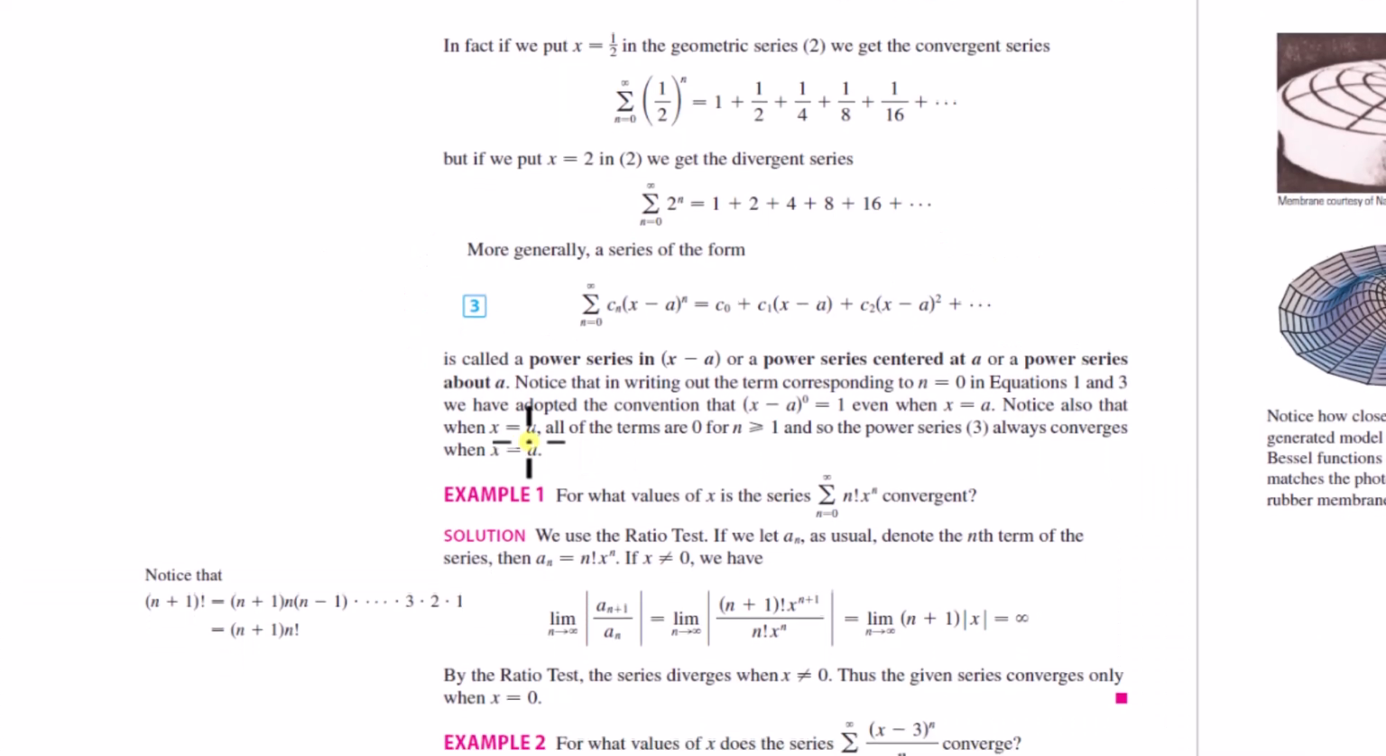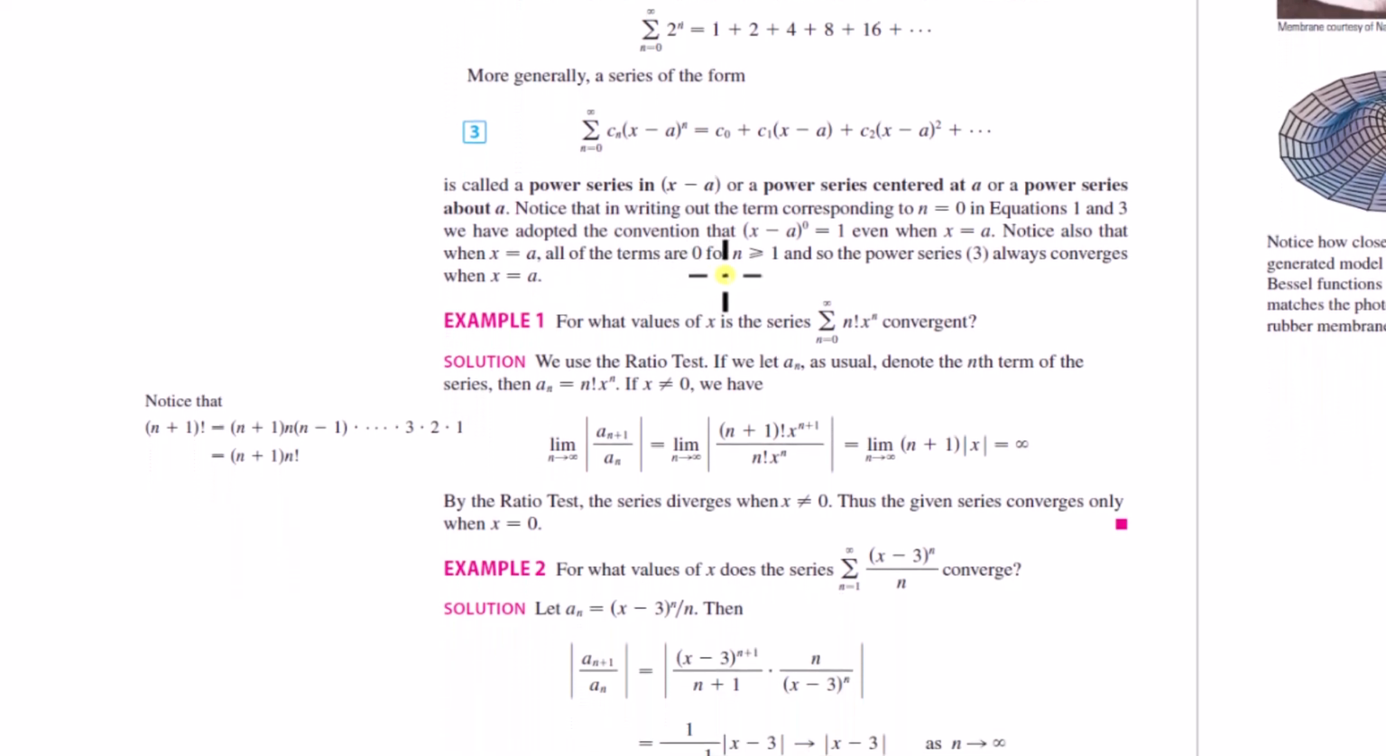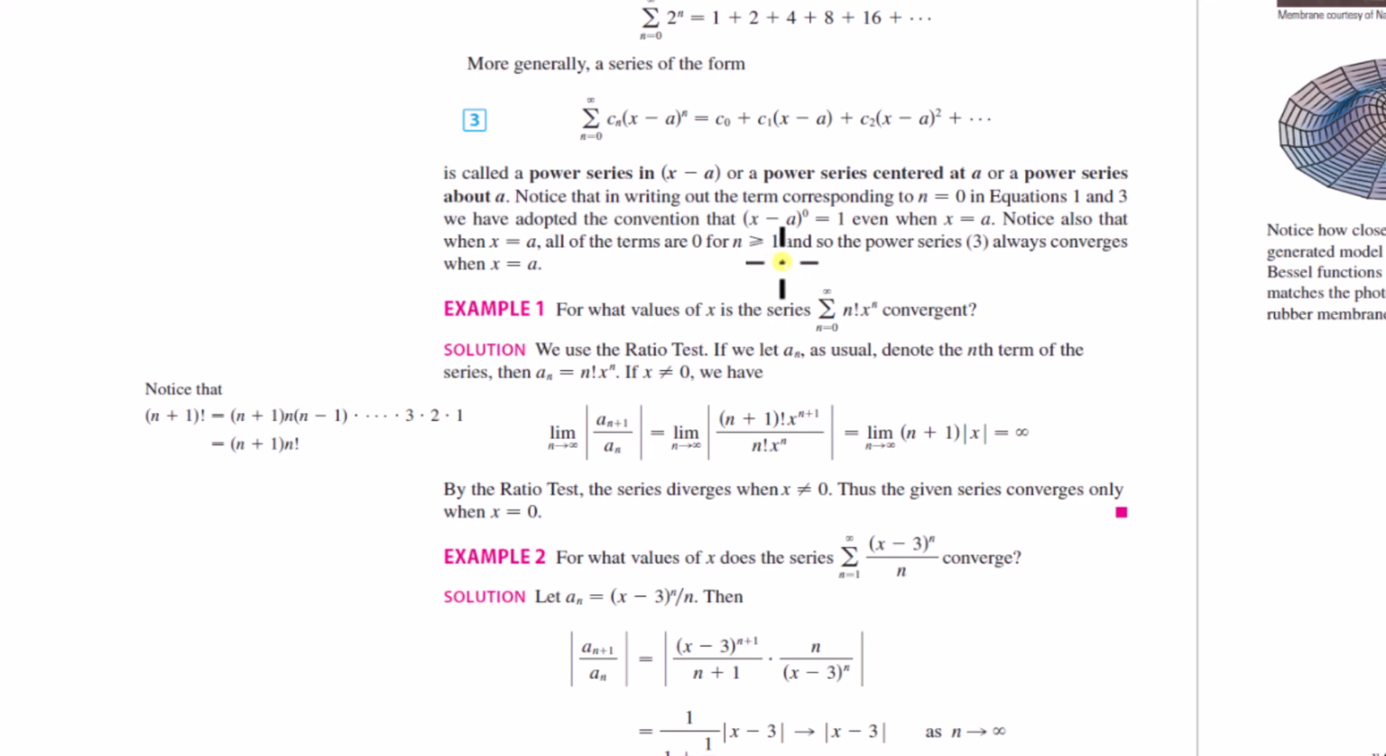Notice also that when x is equal to a, all the terms are 0, at least for n greater than or equal to 1, and so the power series always converges when x is equal to a. That's kind of a trivial case, but you might be saying, wait a minute, wouldn't we be adding c sub 0 an infinite number of times in that case? Well, no. If you write the series out this way, this goes all the way to infinity. You plug in x is equal to a, and the infinite number of terms except for the first one are 0. So the infinite series is going to equal c sub 0.